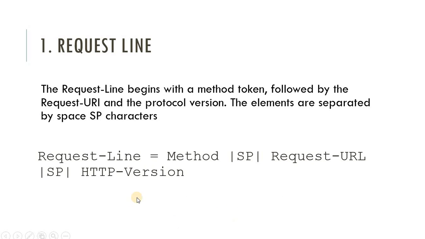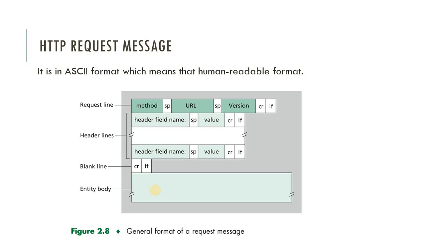And the third is the HTTP version. In our previous lecture I discussed the HTTP version. If HTTP is persistent, then the version is 1.1, and if it is non-persistent, then the version is 1.0. So this has become the request line.